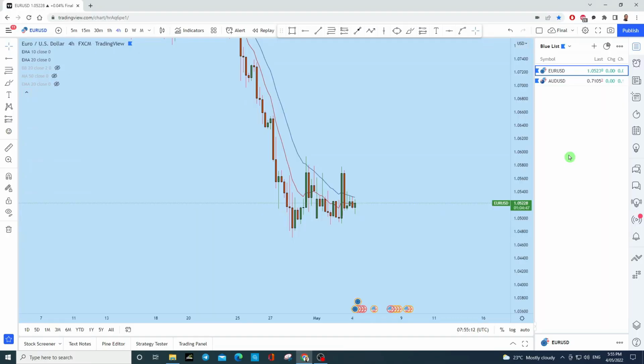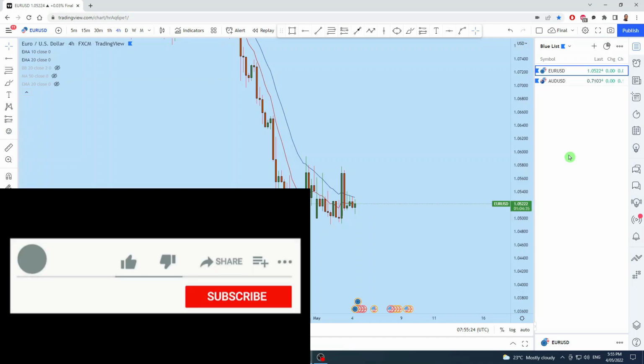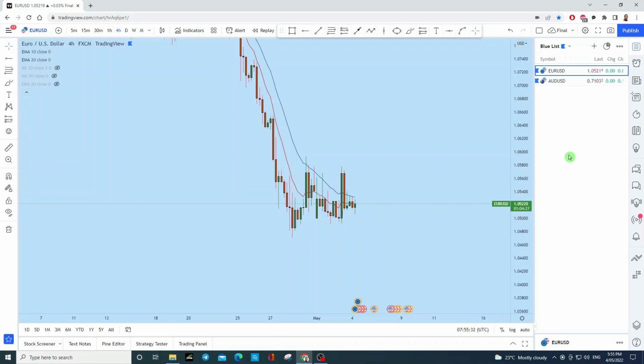What's up, traders? So let's do a complete multi-time frame analysis of EURUSD and AUDUSD. Let's find out what kind of trading opportunity we have in both of these instruments, as both of these instruments are highly volatile and we might find a good trading opportunity. First we'll look at the higher time frame and then we'll jump onto the lower time frame to see both of them. So make sure you stick till the end.